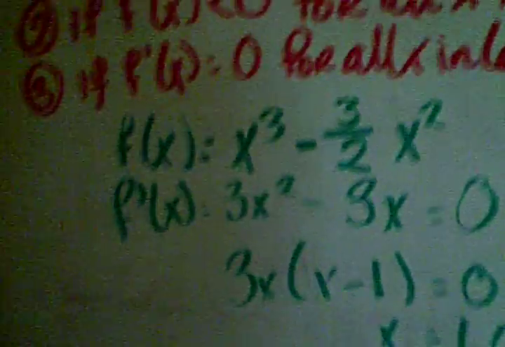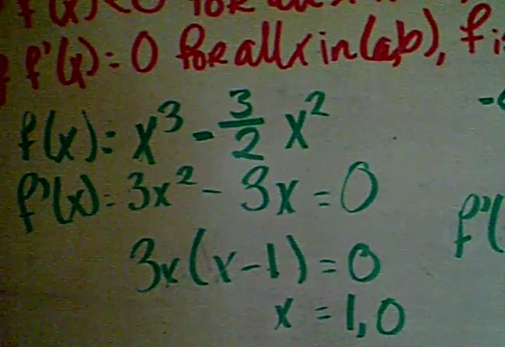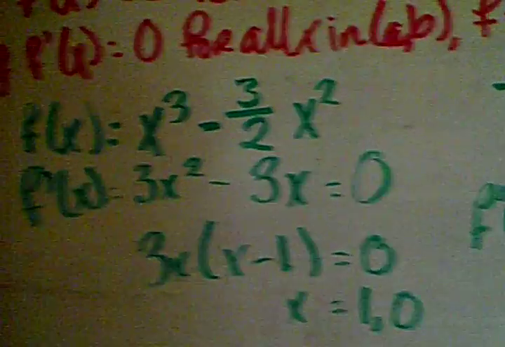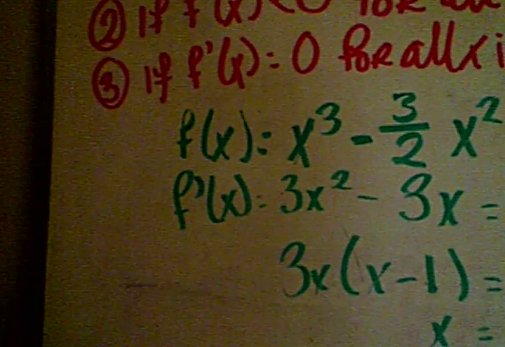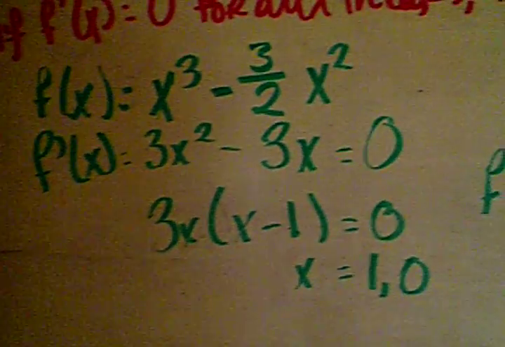And if the derivative of f of x equals 0 for all the x's in your open interval, f is constant on your closed interval. Here's an example. You have the function f of x equals x to the third minus 3 halves times x squared. You take the derivative of that, and you get 3x squared minus 3x.